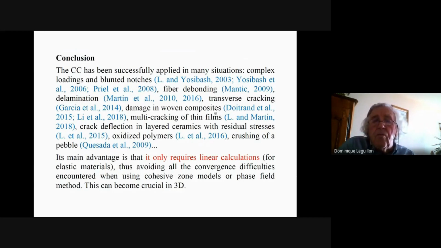Damage in woven composite, different papers. Multi-cracking of thin films. This is an interesting problem. The multi-cracking of thin and very thin films, where the coupled criterion works quite well. Crack deflection in layered ceramics, residual stresses, oxidized polymers. This is an interesting problem as well. Crushing of a pebble. This is a multi-cracking here in this case, like in thin films. And I remind you that it only requires linear calculations.